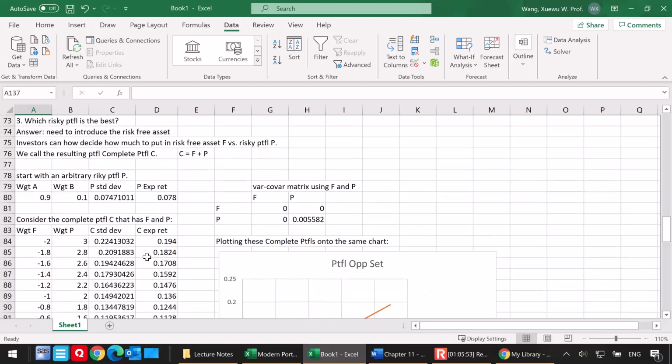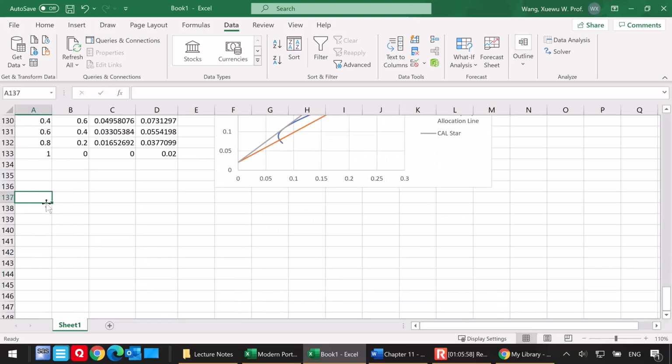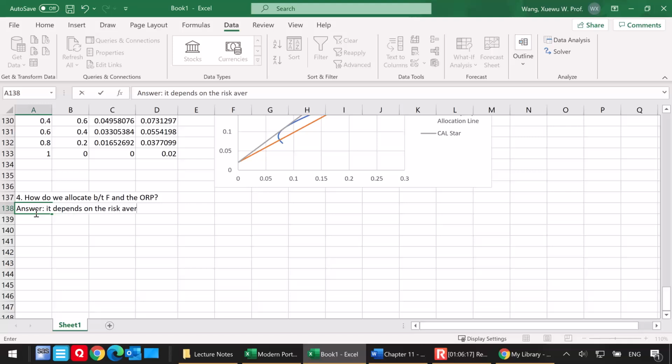All right, so final question. So the answer to question number 3 is the optimal risky portfolio. All right, final question. How do we allocate between risk-free and the ORP? All right, the answer, it depends on the risk aversion of the investor. Okay, so if you are really risk averse, you might want to put everything in risk-free asset and nothing at all in the optimal risky portfolio.